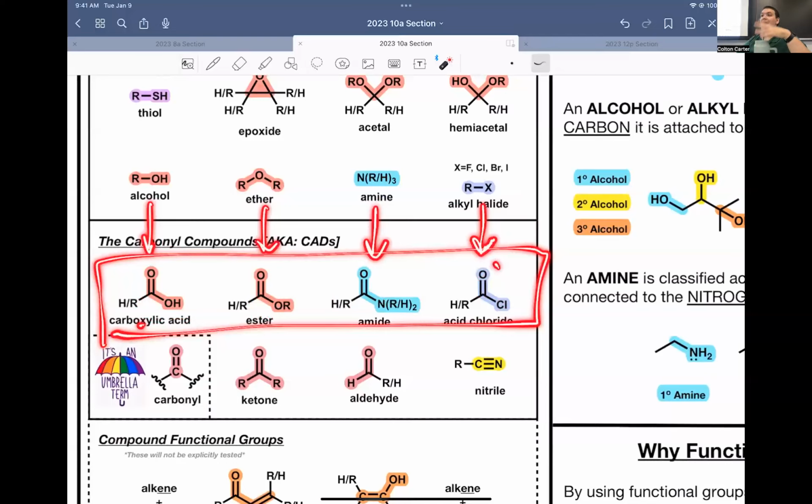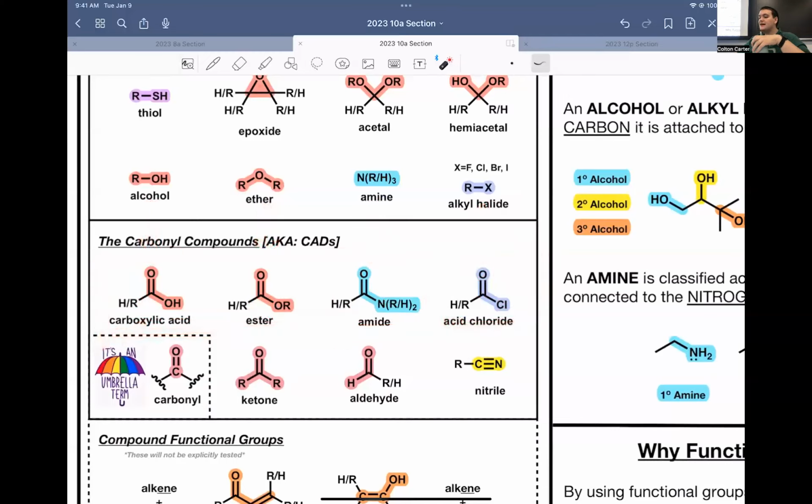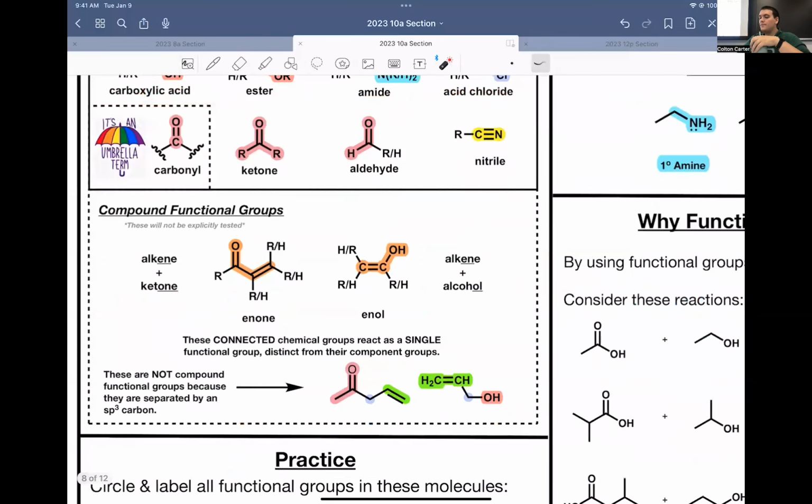That would be an acid fluoride, and acid fluorides don't really form. And so the one that you're going to see most often is acid chloride. So we just say acid chloride instead of acid halide. Last one over here that's kind of random is a nitrile, a CN triple bond. It exists. Now, this diagram, you're not going to be explicitly tested on this, but it's helpful to know.